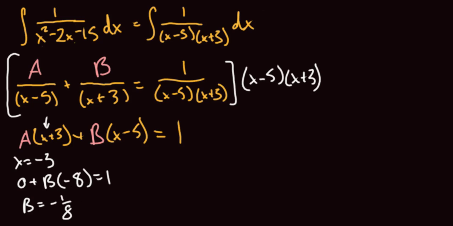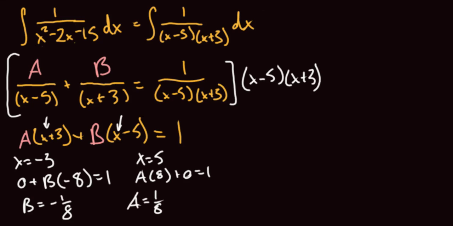And we can repeat this process to find the value of A, right? We could say that x is now equal to 5, because then this will eliminate the B term, and we'll end up with A times 5 plus 3, so that's 8, plus 0 is equal to 1. And then we get that A is equal to 1/8. So now that we have values for A and B, we can plug these back into our integral and start evaluating it. So let's do that.